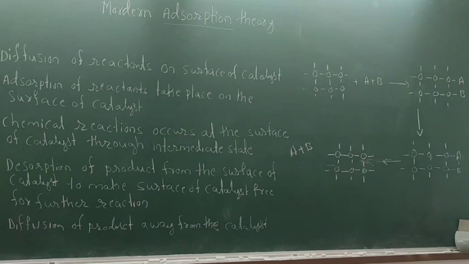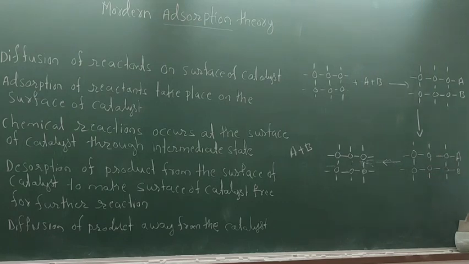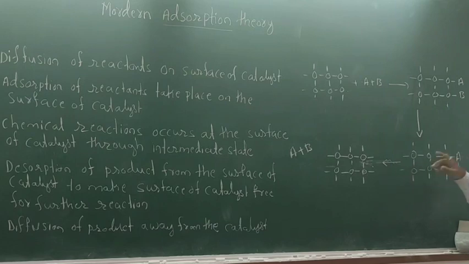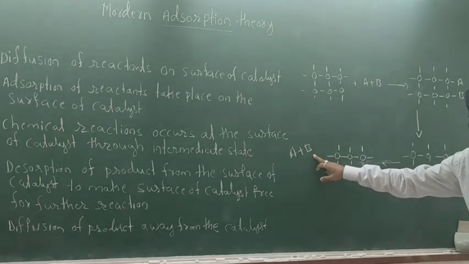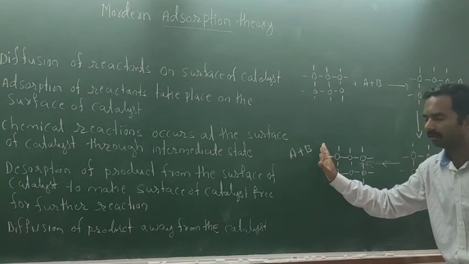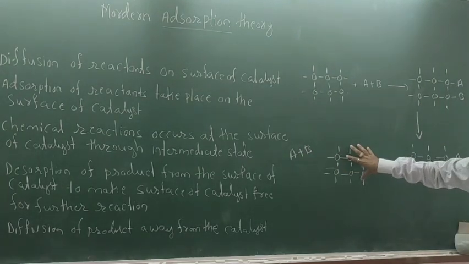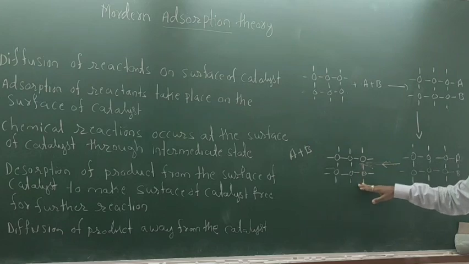The intermediate state is an unstable state and it readily undergoes decomposition. So in the third step the chemical reaction occurs and the intermediate forms. In the fourth step, desorption happens. Desorption means the adsorbed molecules leave the adsorbent and go out. So desorption of product from the surface of catalyst occurs, and the surface of the catalyst becomes free again for further reaction.